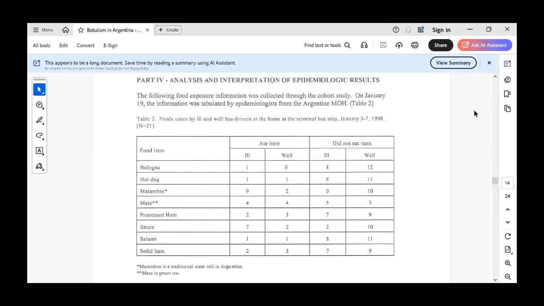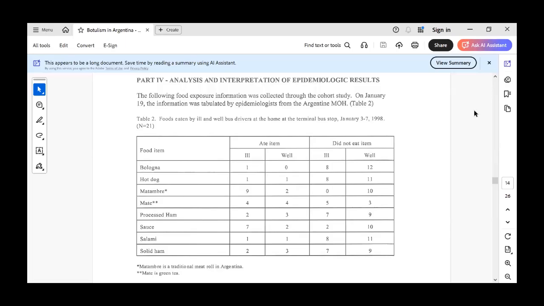4.8, 4.8%. Attack rate for those who ate bologna. No, for those who ate. One person ate, so how do we calculate the attack rate? That's the incidence, right? That's one ill over ill plus well.